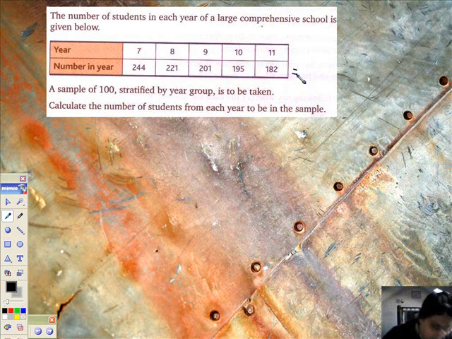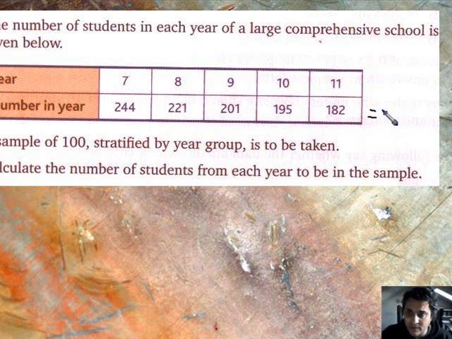Right, 244 plus 221 plus 201 plus 195 in year 10 plus 182 gives us, that is a difficult number. Okay, so let's deal with it then. 1043. That's the population of the school. Make sure I've not miscalculated that. No, it's all good. Okay, so this is going to highlight a wonderful scenario which is good for teaching. Right, so here we go. That's the total. Now, I want 100 people.